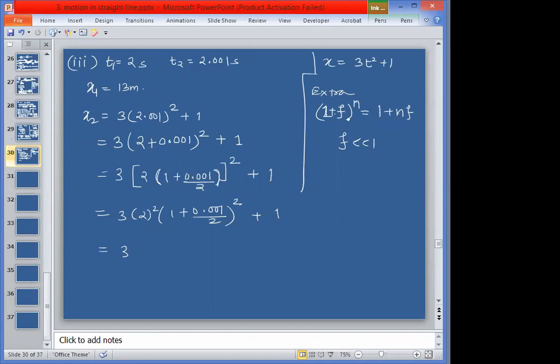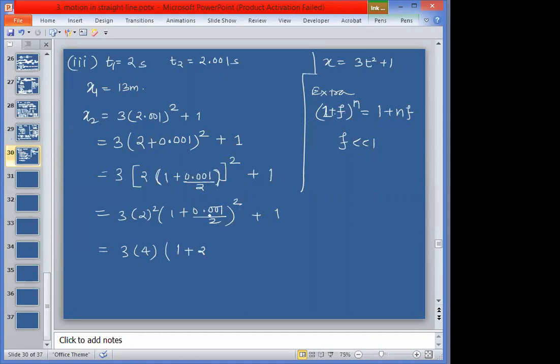1 प्लस फ्रॅक्शन फॉर्मॅट आणला आपण बाय टेकिंग 2 as कॉमन. 2 square is 4. 1 plus, this is fraction. We know this is fraction and which is very very less than 1. Very very small number it is. It is very very closer to 0. So 1 plus fraction raised to n is 1 plus n times fraction.